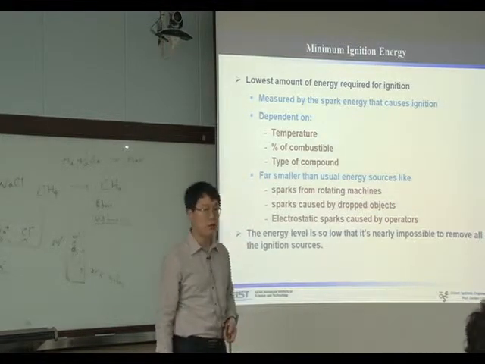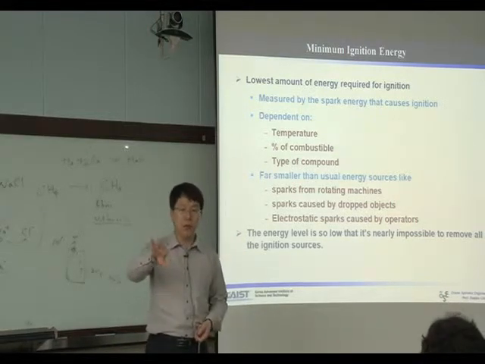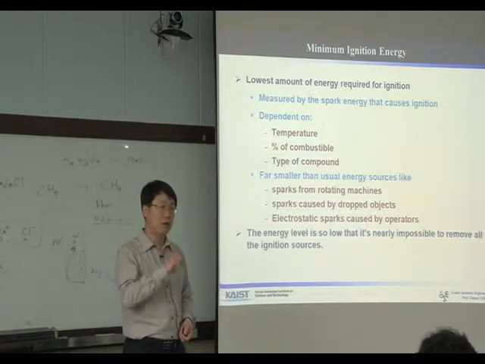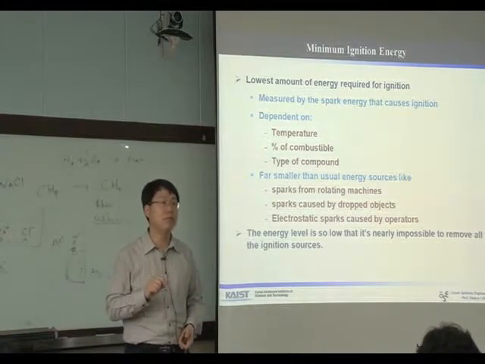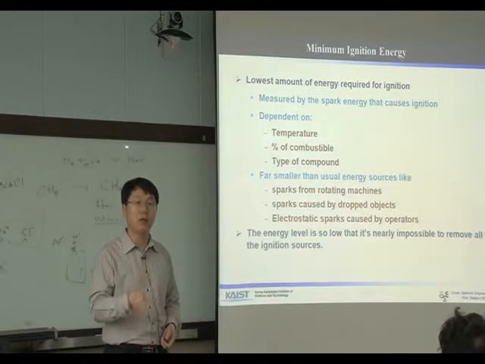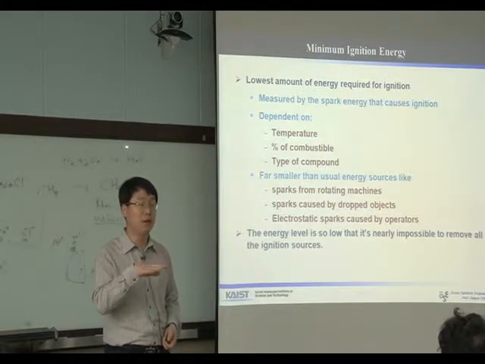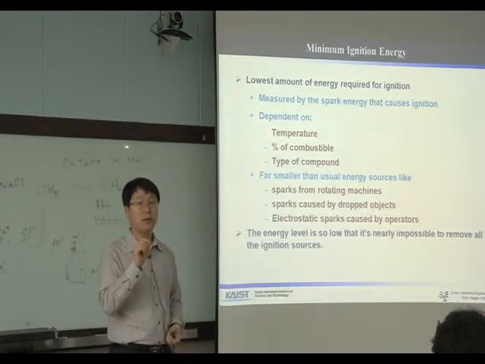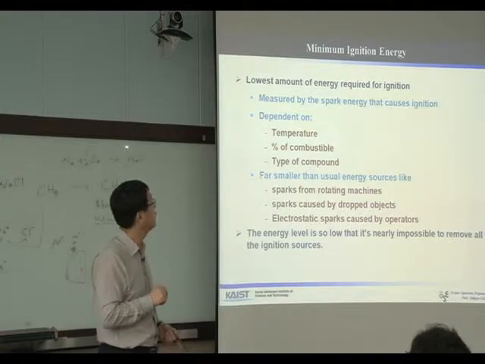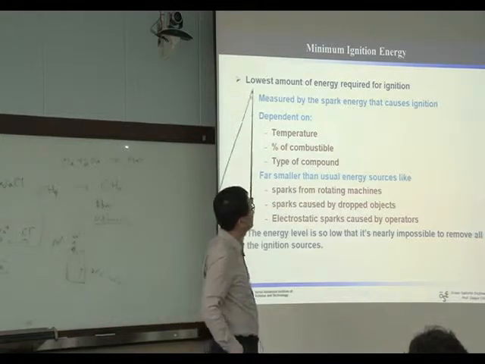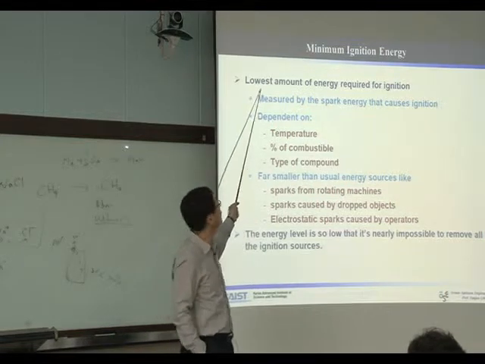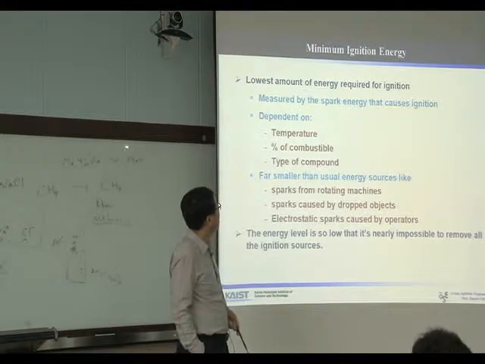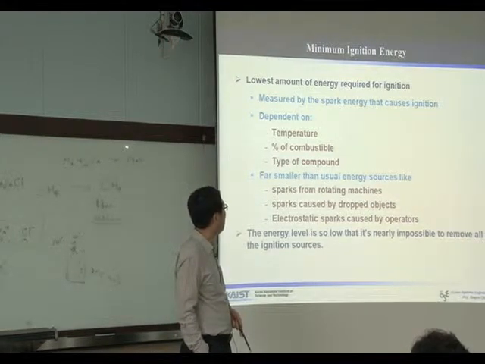Minimum ignition energy. If we have a mixture, we insert some spark, then we have a fire. But there is a kind of limit, a lowest limit for the spark to have. The lowest energy of the spark, the ignition source, is called the minimum ignition energy. It depends on temperature, percent of combustible, type of compound, and so on.